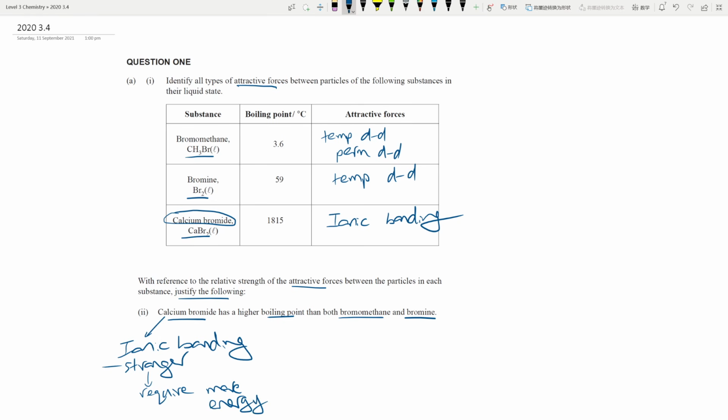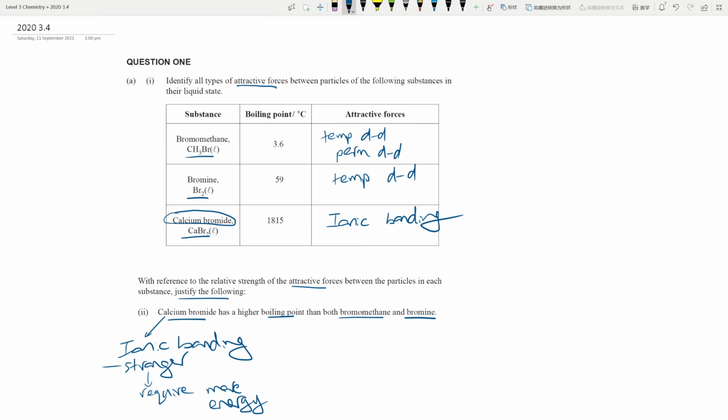This is a welcoming change, to be honest, because normally they just ask you questions about hydrogen bonding, permanent dipole-dipole, temporary dipole-dipole. But ionic bonding is a nice change because this is from year 12, and they are technically allowed to assess you on anything from year 12 and year 13. So this is a good change.